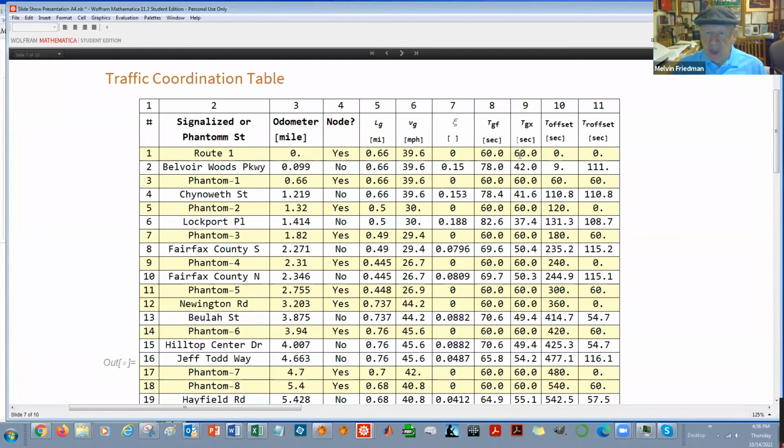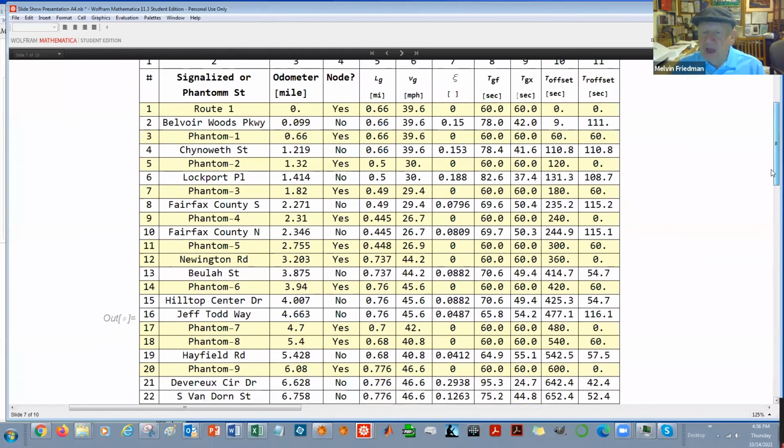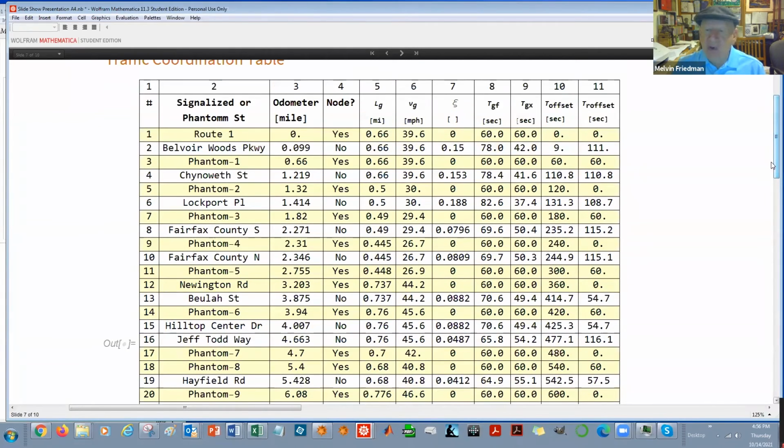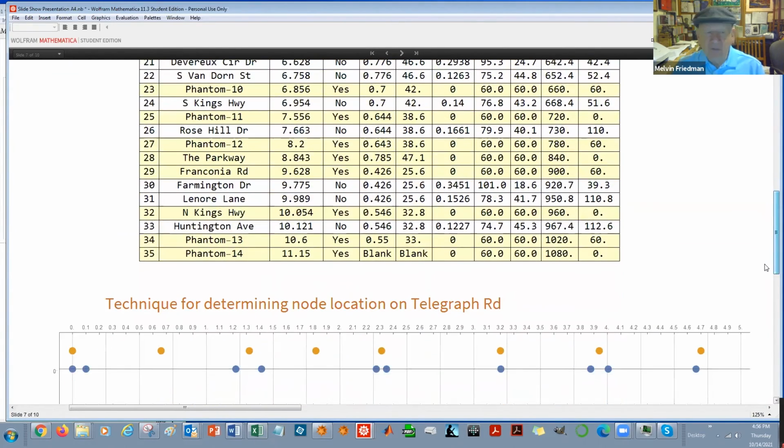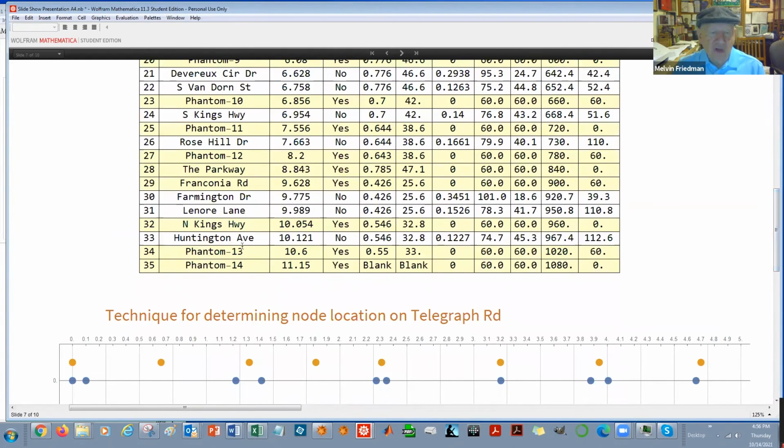Now, what this column over here does is it has followed the motion of a green arrow starting off at Route 1 and going the whole length of the road to Huntington Avenue. And actually it goes a little bit past Huntington Avenue to a location at 11.15 miles along Telegraph Road away from Route 1.